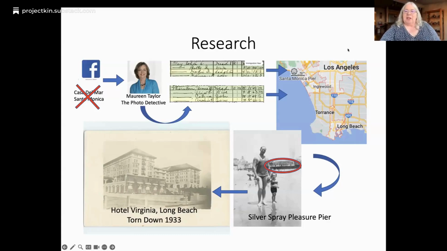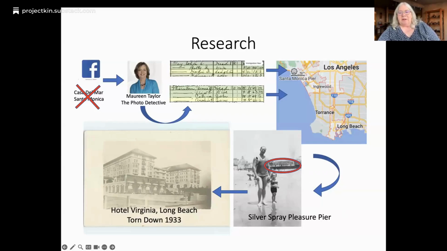And so although there were no other photos in the album from that same occasion, there were other photos in the album. And one of the ones that I found was this one on the bottom here that says Silver Spray Pleasure Pier. It's a picture of my grandpa and my aunt. My aunt was older than my dad, and so he's not in the picture. He wasn't born yet in this picture.